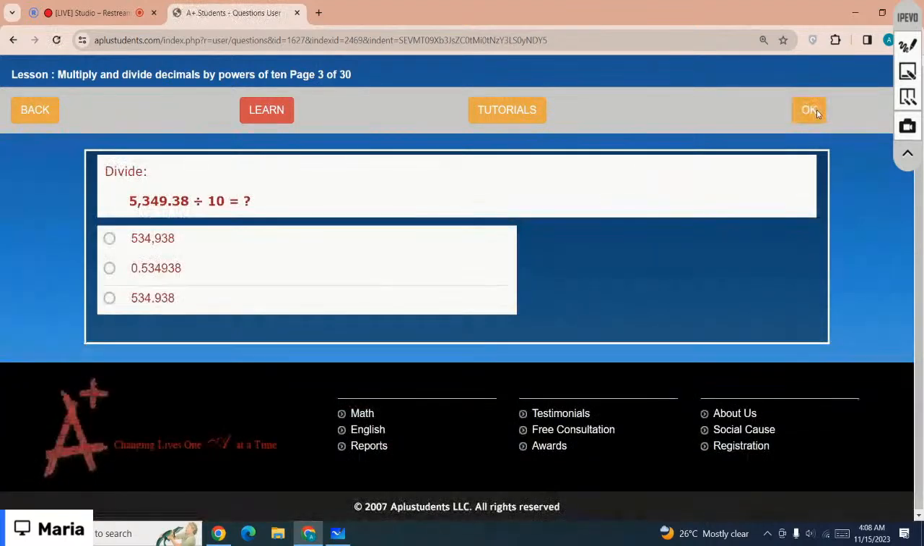Okay, the next one is 5,349.38 divided by 12. So which is the correct option? One, 2, 3. Think and then answer.